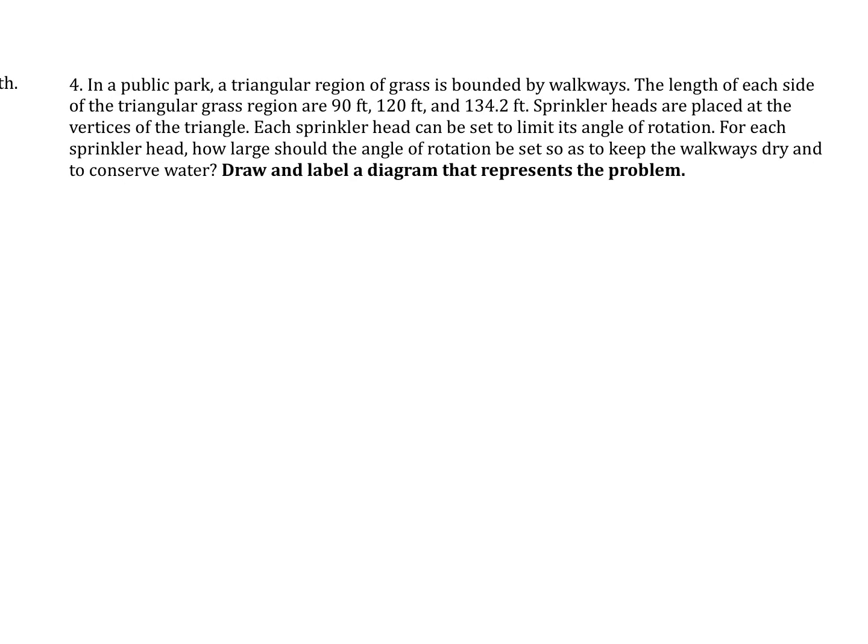In a public park, a triangular region of grass is bounded by walkways. The lengths of the sides of the triangular grass region are 90 feet, 120 feet, and 134.2 feet. Sprinkler heads are placed at the vertices of the triangle. Each sprinkler head can be set to limit its angle of rotation. For each sprinkler head, how large should the angle of rotation be set so as to keep the walkways dry and to conserve water? We want to draw a diagram that represents the problem.